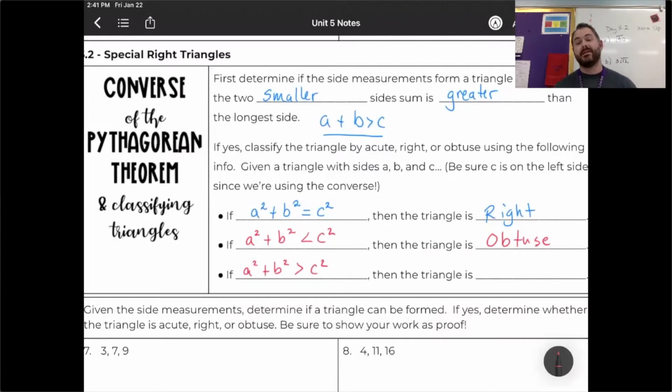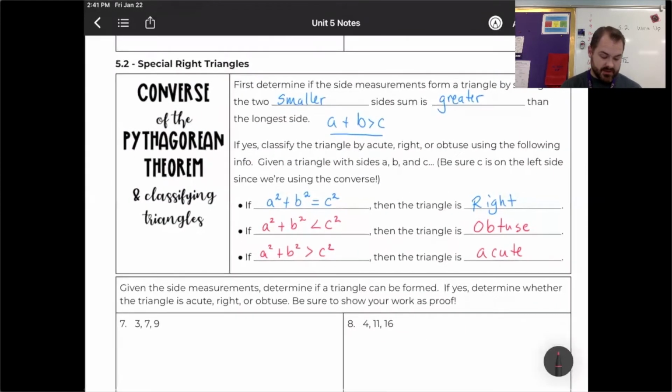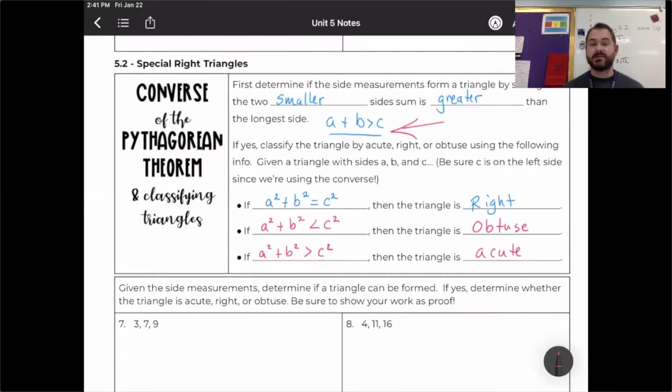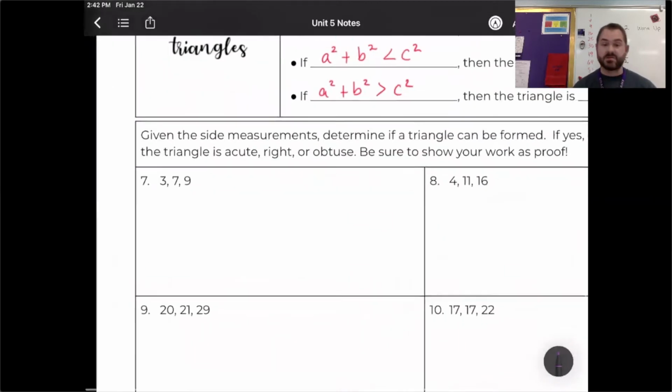All right, and then similarly, if a squared plus b squared is greater than c squared, meaning we made c smaller, that makes that right angle smaller. Smaller than a right angle is an acute angle, so that makes it an acute triangle. Okay, and it's kind of weird to visualize. I can help you out if you're having trouble with that, but these are the rules that we're going to be using in these next few examples. Okay, first you want to try this one. You want to see, is a plus b bigger than c? If it's not, then it's not even a triangle and I can't classify it as right, obtuse, or acute. Okay, so let's look at the numbers 3, 7, and 9.